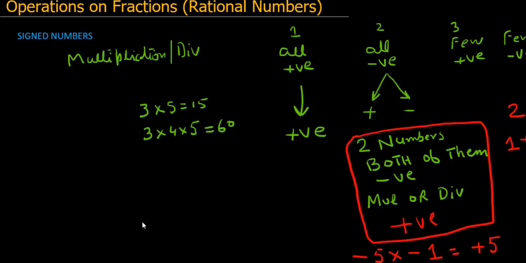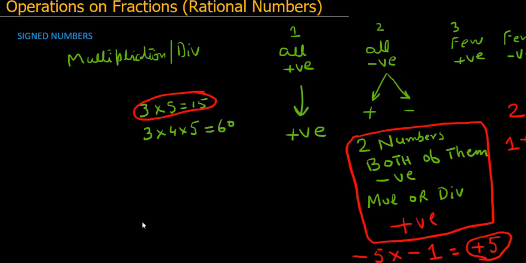So for example, minus 5 is multiplied by plus 4. So this 4 is positive, 5 is negative, both have different sign. The result is negative 20. So in the second case, both have the same sign, so the result is positive. In the first case, both have the same sign, both are positive, so the result is positive.